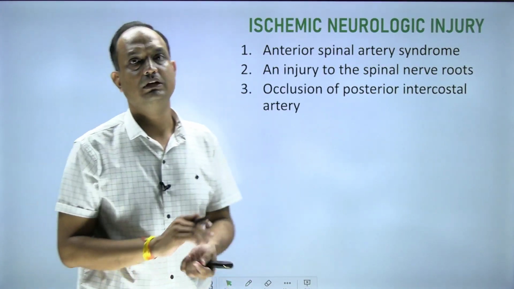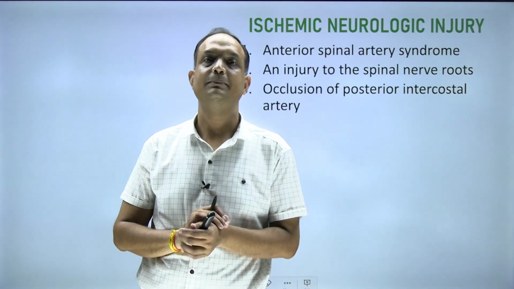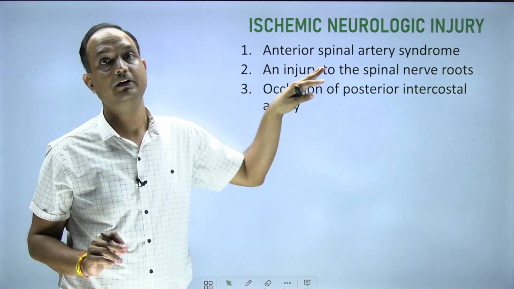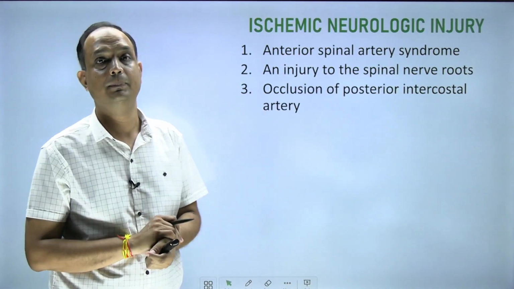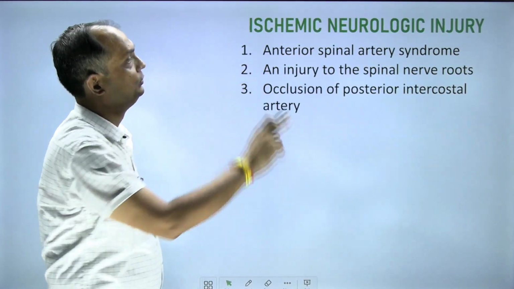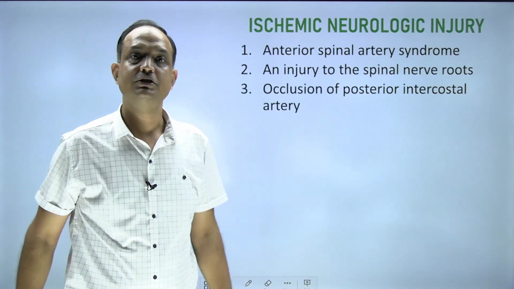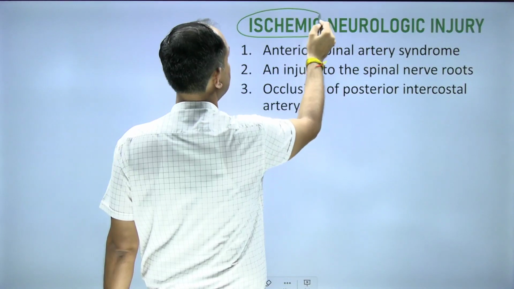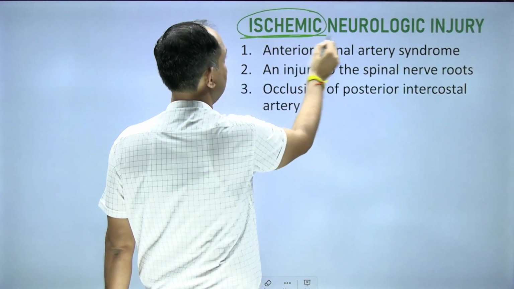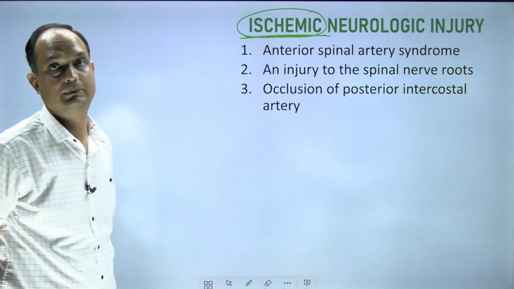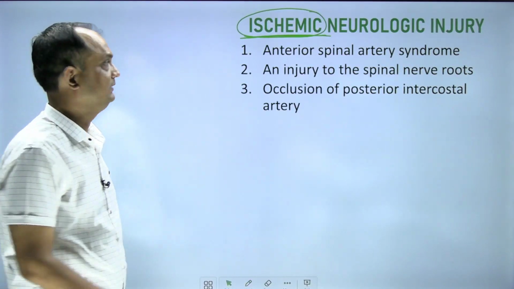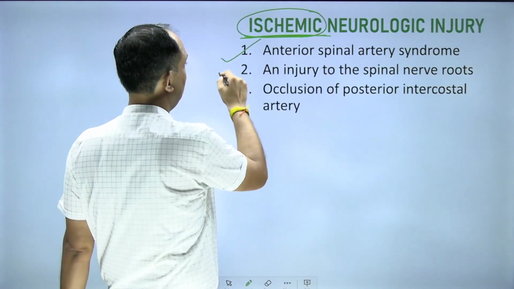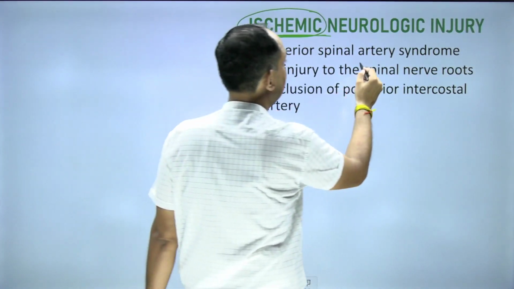Now we'll move to the last part of the lecture, that means the applied aspect. The applied aspect is: what will happen if the blood supply of the spinal cord is hampered? The answer is ischemic neurological injuries. Ischemic neurological injuries means that injury of the nerve tissue occurs because of ischemia, that means due to the lack of blood supply. And this lack of blood supply could occur due to anterior spinal artery blockage, or due to injury of the spinal nerve roots.